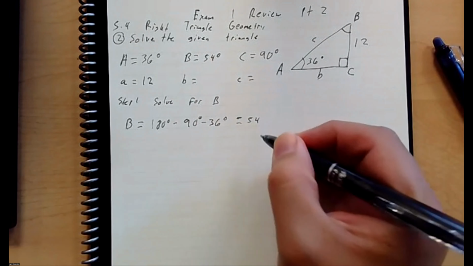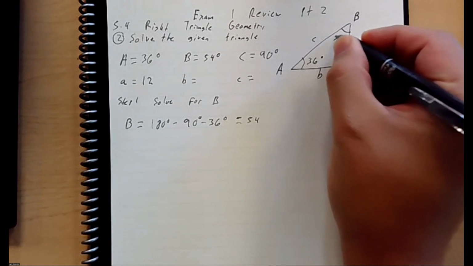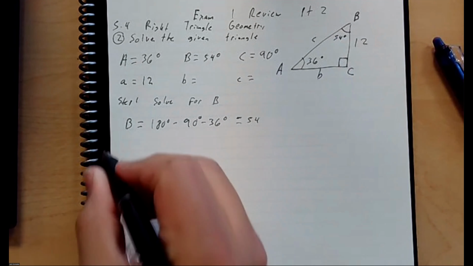All right, so let's find lowercase b. Which trig function should we use to find lowercase b? Yeah, that would work. Let's go ahead and write that down here. 54. Step 2.